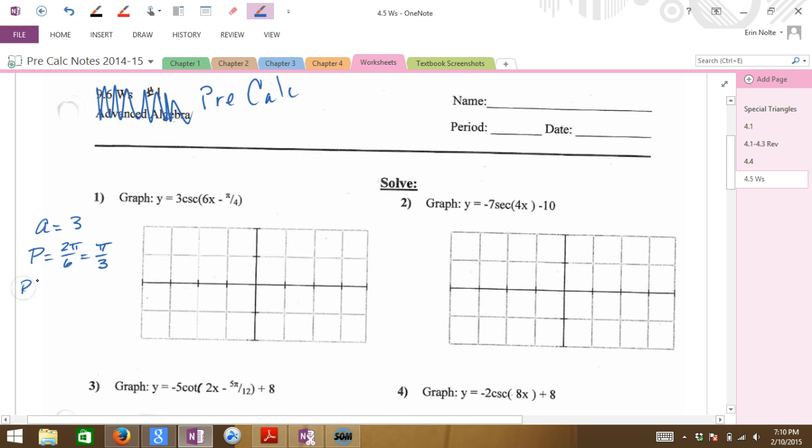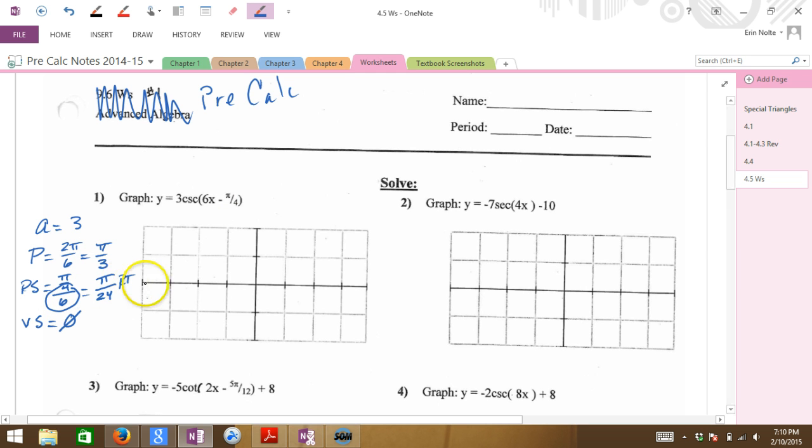The phase shift is the c divided by the b, so that's going to be the pi over 4 divided by 6. When dividing a fraction by a number, you multiply those two denominator values. So we got pi over 24, and since a minus is up there inside the parentheses, it is going to go to the right. We also want to identify if there's a vertical shift, and in this particular case, there is no plus d, so we have no vertical shift. So that is our step 1, identifying those 4 pieces.